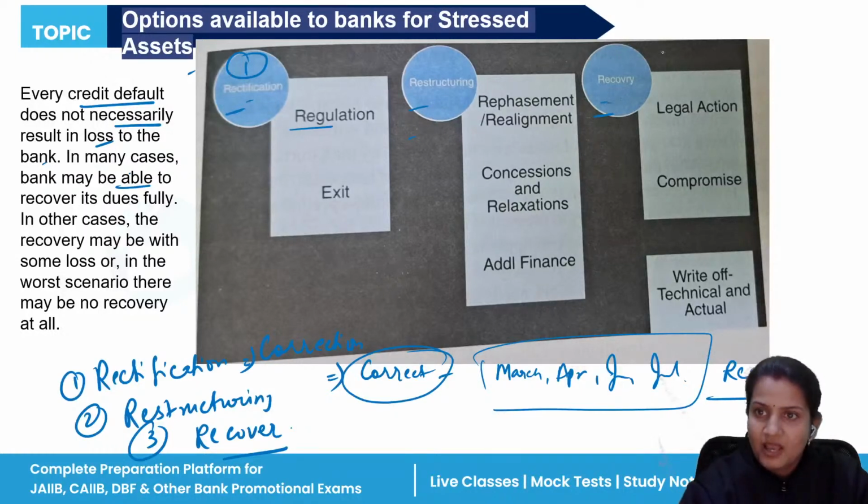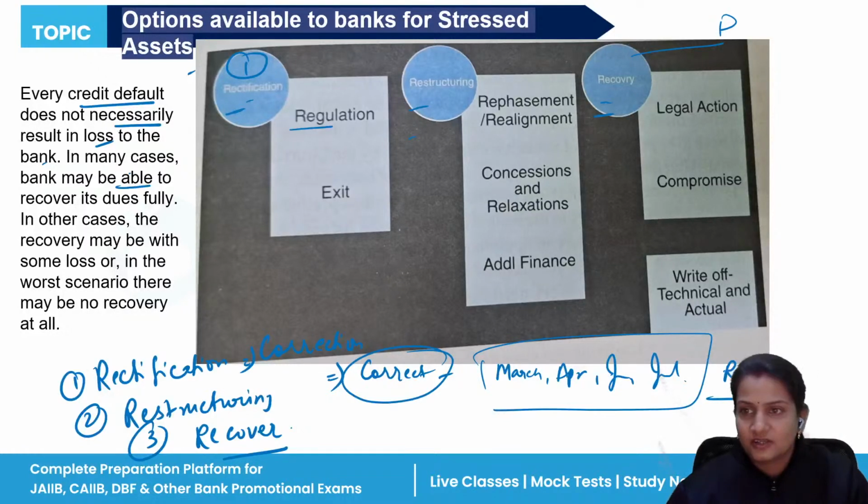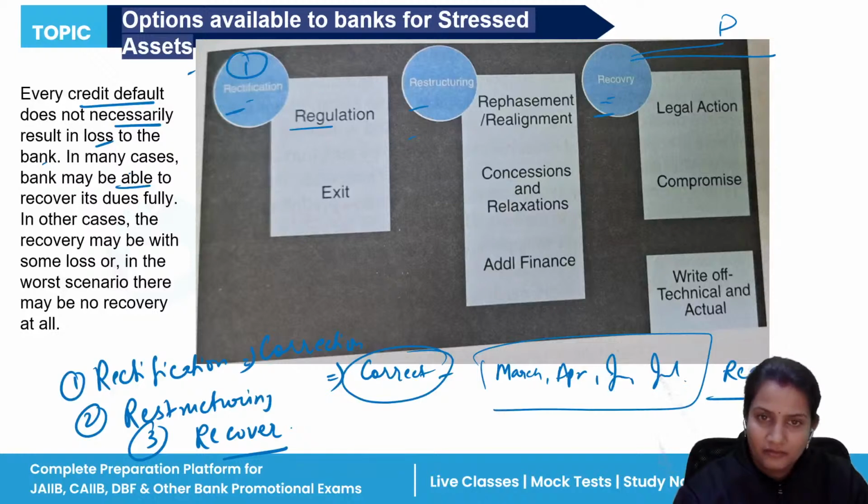Now the last option is the recovery option. Recovery is the last, because the last stage is taking legal action, using the SARFAESI Act with the help of the Debt Recovery Tribunal. With the help of various things, they will try to recover their amount back. So this recovery has a very negative sense, because it will hamper the borrower as well as the bank's goodwill.